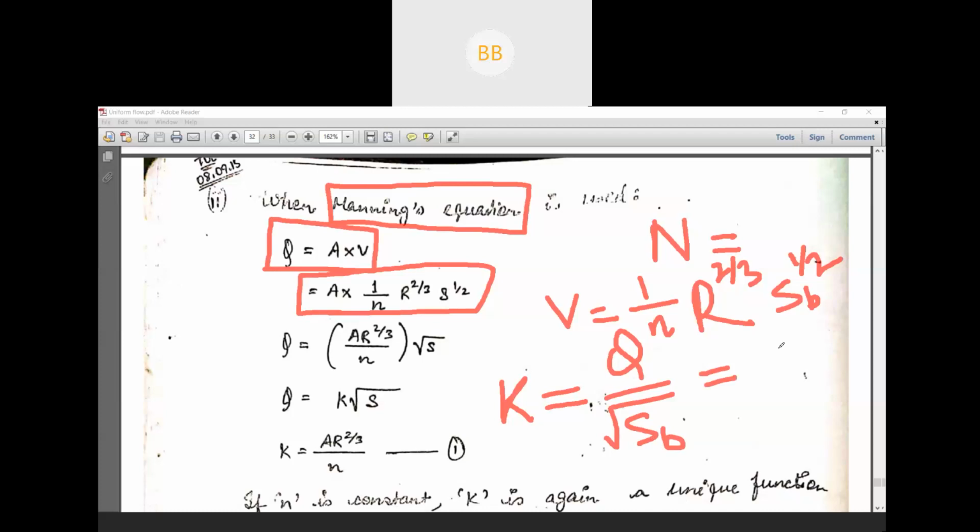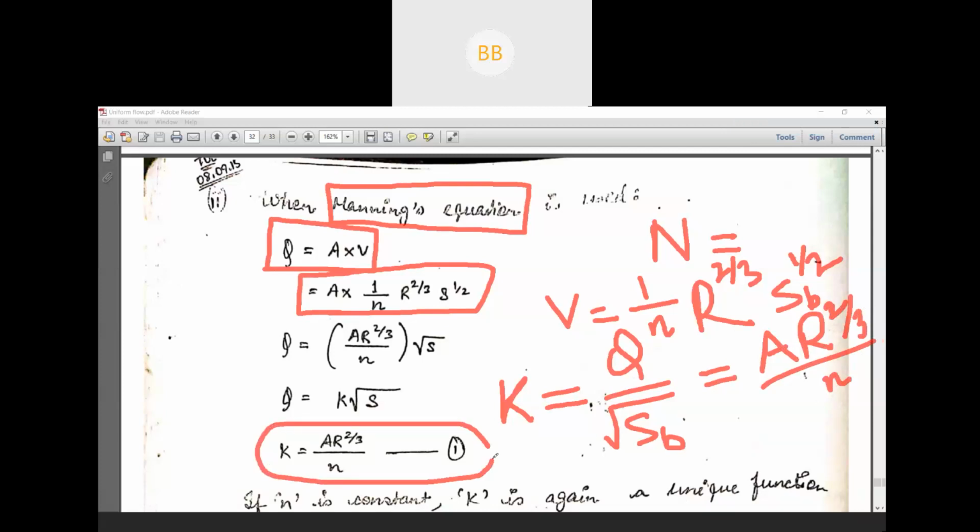From this equation, if you replace V by Q by A, you will get A R to the power 2 by 3 to the power n. These things we have already discussed: how K is equal to A R to the power 2 by 3 divided by n. So this is our first equation.